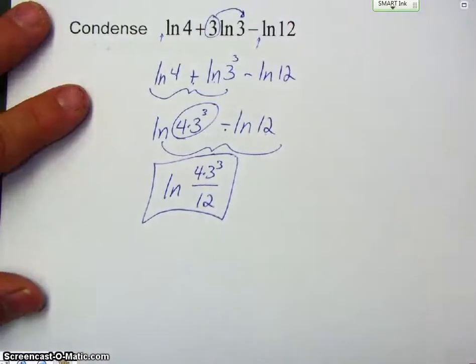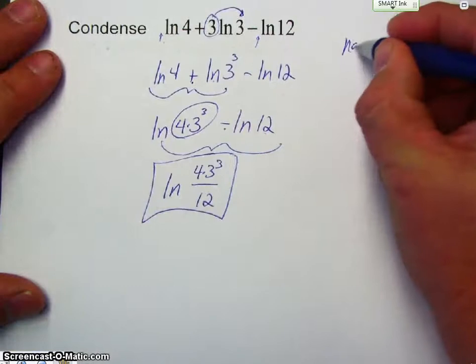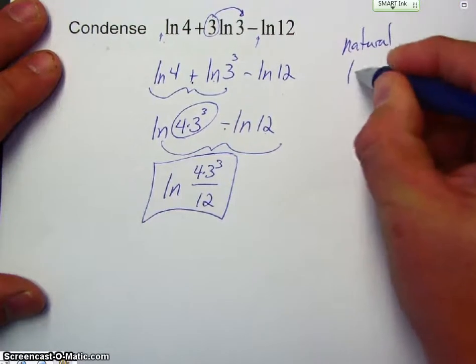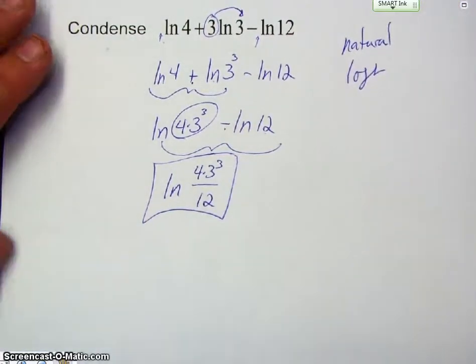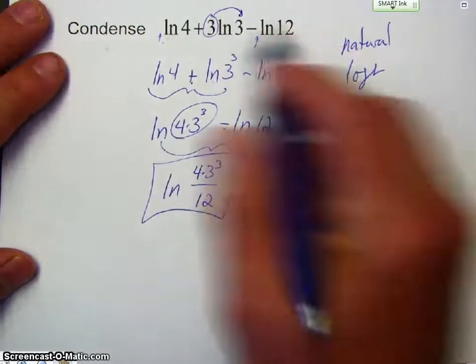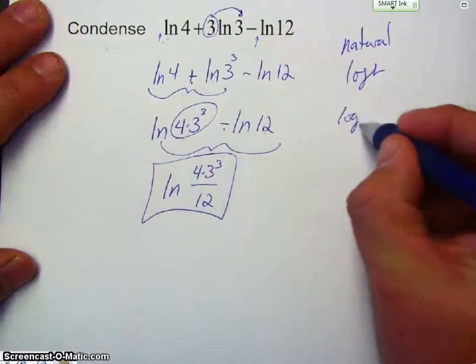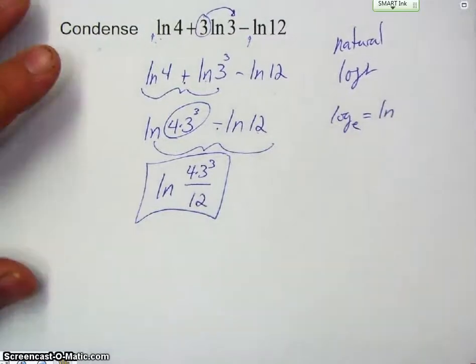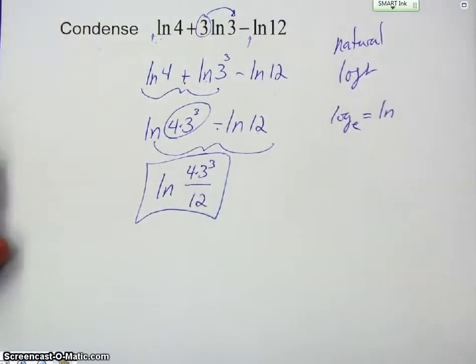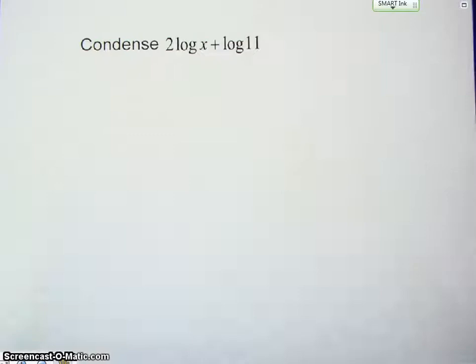Now, another side note here, these are called natural logs. And do you know why? It's because these natural logs means I have a log of base e. And log base e we write as natural log. Right? And we talked about this earlier. Let's look at one more example.